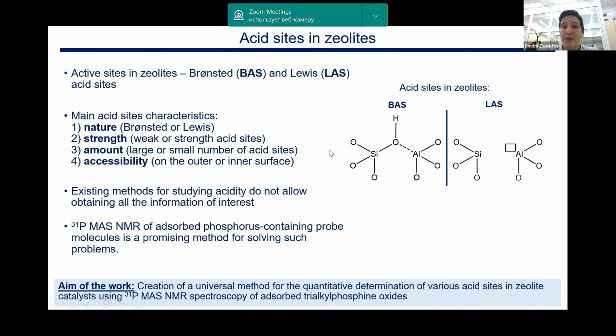Such acid site characteristics as nature, strength, amount, and accessibility allow predicting the catalytic activity of catalysts. It is important because different acid sites provide different catalytic reactions. However, existing methods for studying acidity don't provide answers to all questions. And 31P MAS NMR of adsorbed phosphorus-containing probe molecules can be a promising method for solving such a problem.